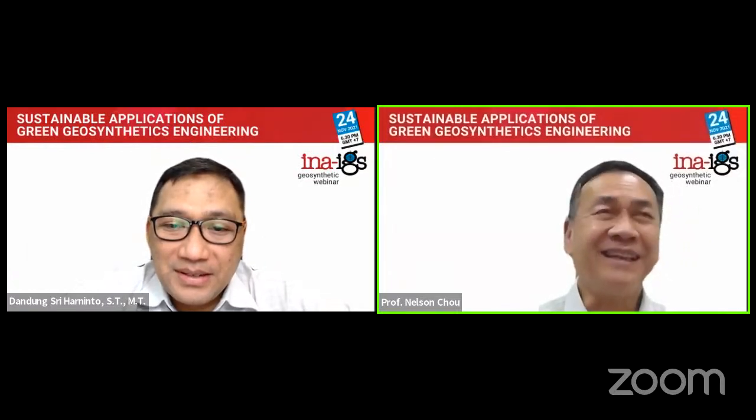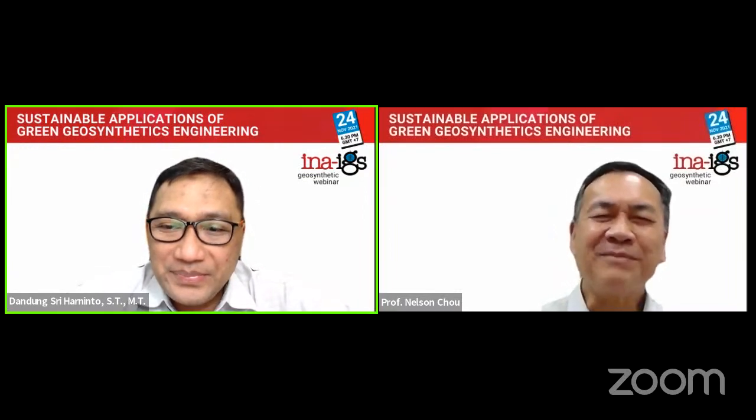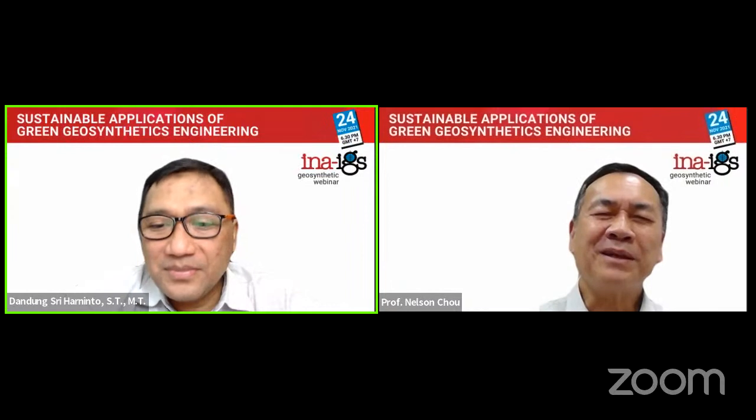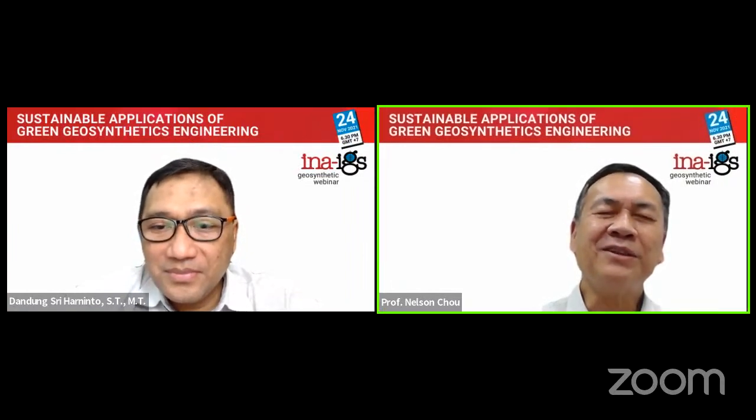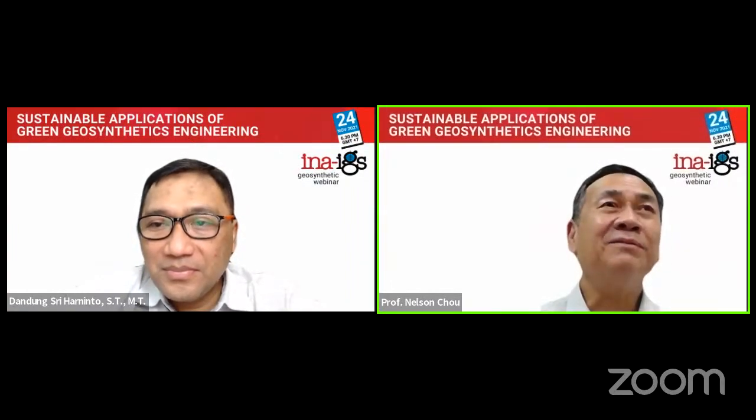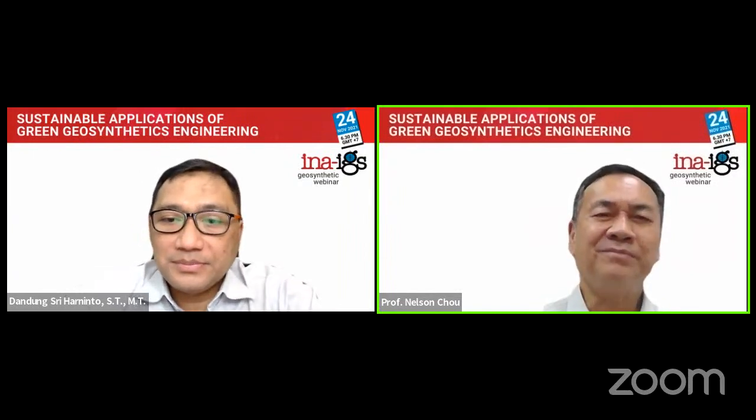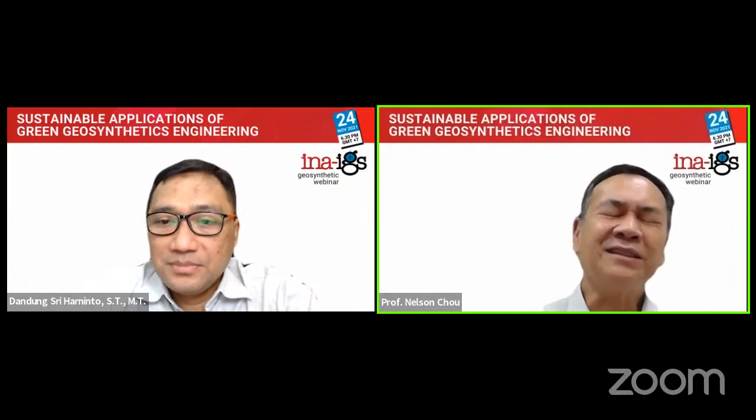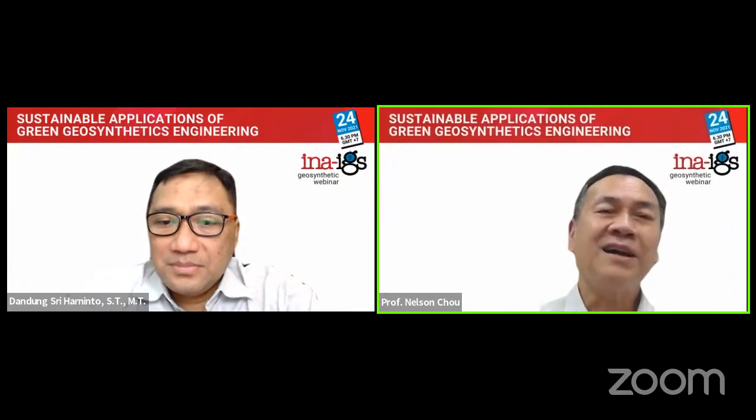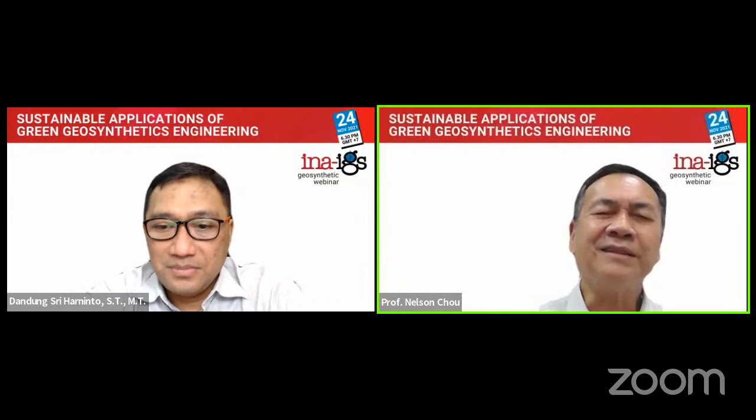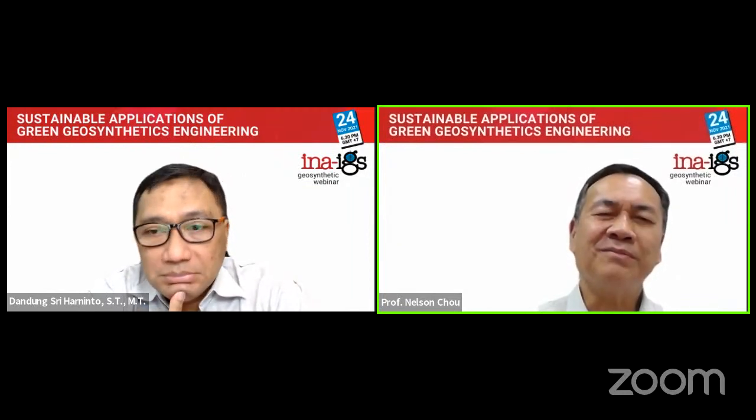Usually we see only the CO2 emission. It becomes negative because during the service life, the vegetation growth and the vegetation itself emit some oxygen, and the oxygen offsets the CO2, becoming negative for CO2 emission.